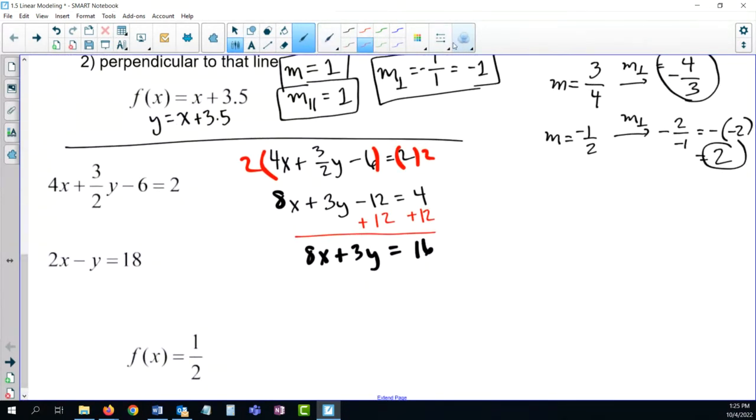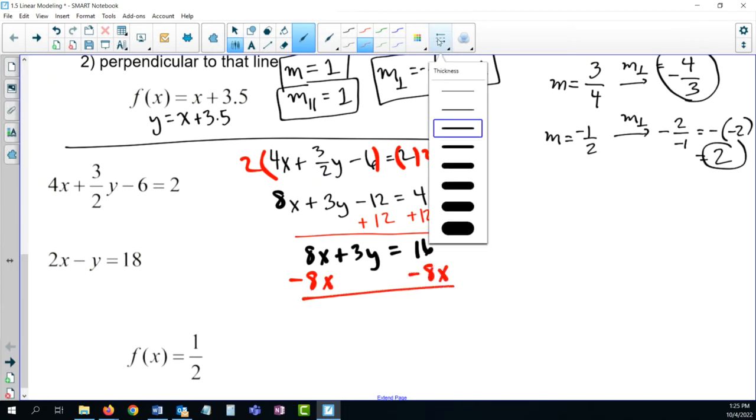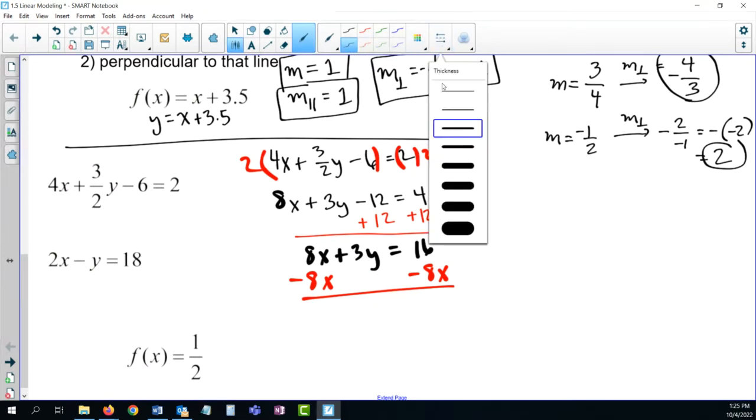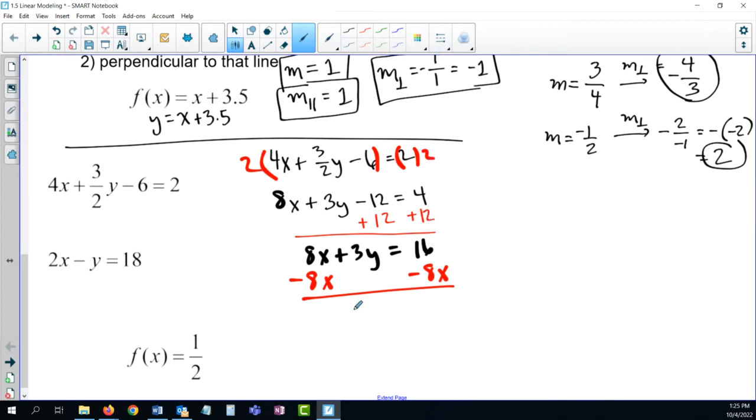Okay, we're getting there. It's a slow process. Everything with a y has to go to the other side. Everything without a y goes to the other side. All right, so subtract 8x from both sides. And now I'm looking at 3y is equal to negative 8x plus 16.